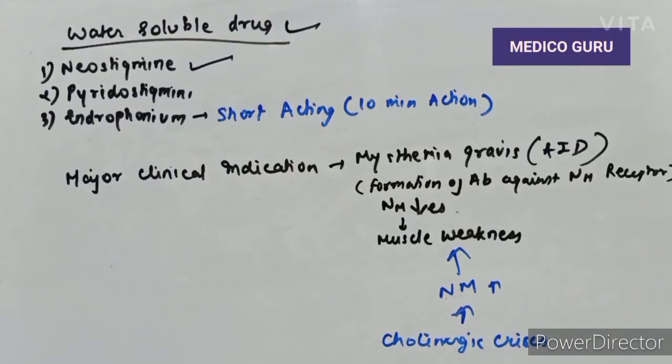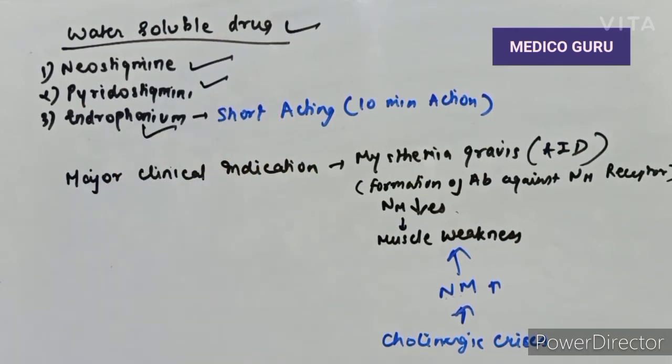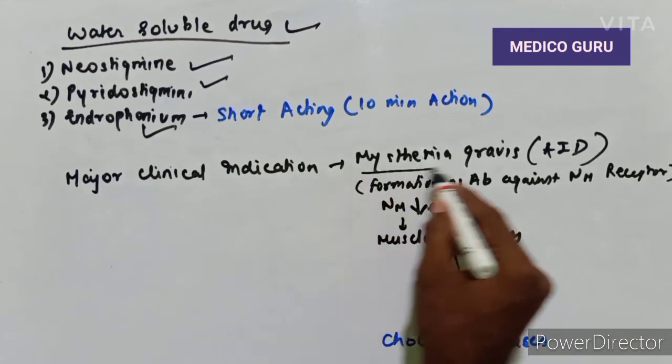One is neostigmine, another is pyridostigmine, and the third one is edrophonium. Edrophonium is short acting, it has a 10-minute action. Okay, so these are the water soluble drugs: neostigmine, pyridostigmine and edrophonium. The major clinical indication of these drugs is myasthenia gravis.